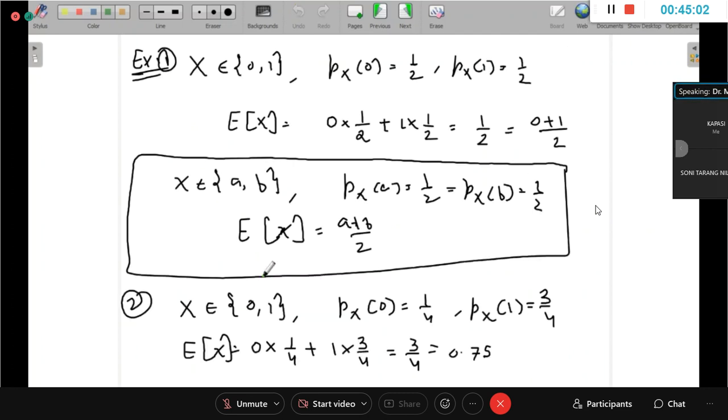Now let's try to understand by some examples. Let's take the first example. Let X take the values 0 and 1 with probability 1/2 each. What you can expect in the long run, the expectation of X, by the definition, is 0 into P_X of 0 plus 1 into P_X of 1. So 0 into 1/2 plus 1 into 1/2, which is going to be 1/2, which is nothing but the average of these.